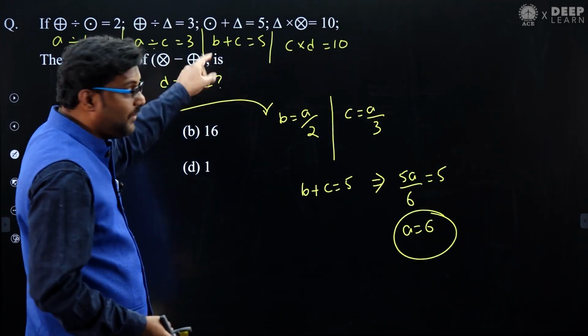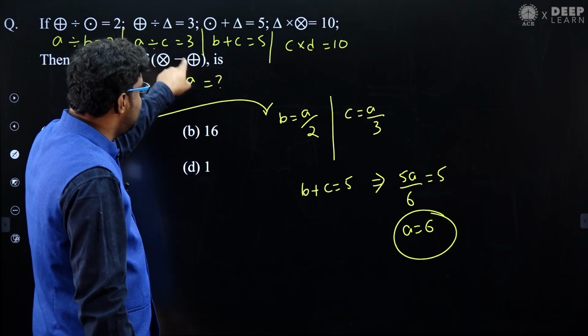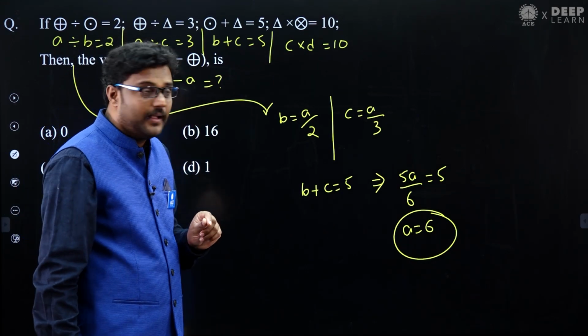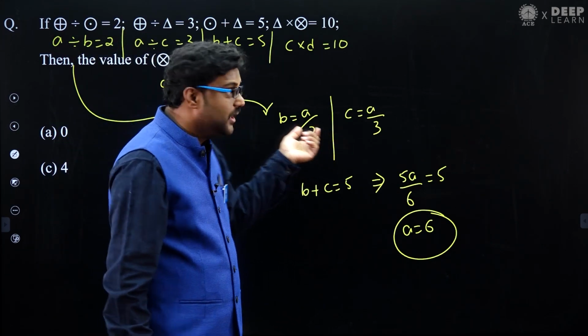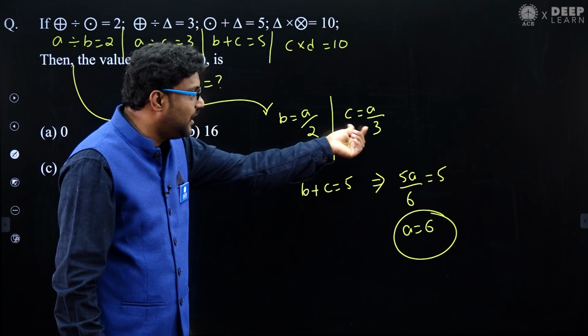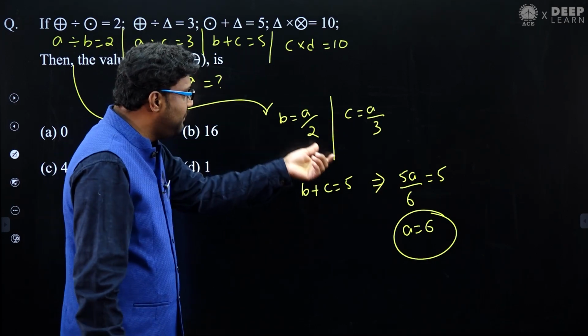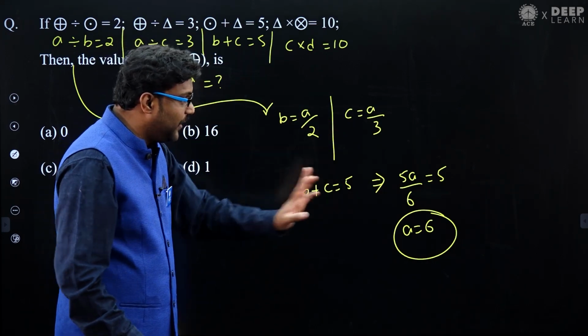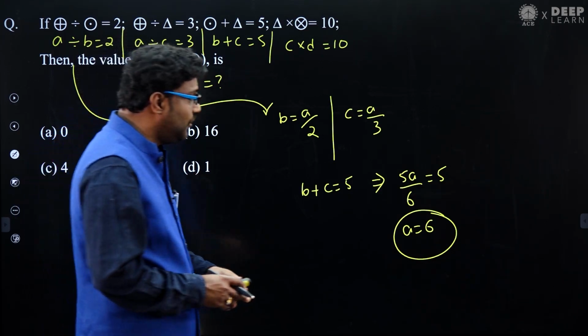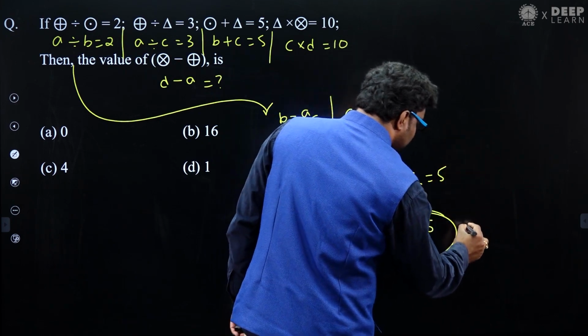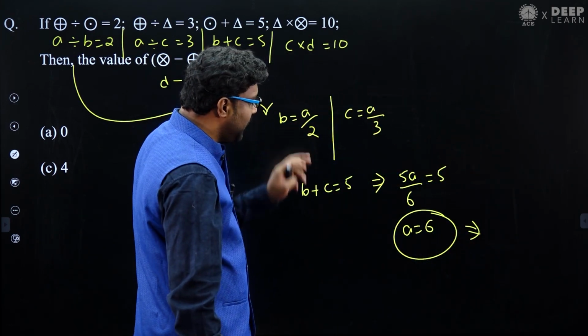So the first plus symbol, with that circle, is nothing but 6. Here A by B equal to 2 means B equal to A divided by 2. A divided by C equal to 3 means C equal to A divided by 3. Adding B and C we have to get 5. From that we came to know the A value is 6. Once you know the A value is 6, this implies that B is nothing but A divided by 2.